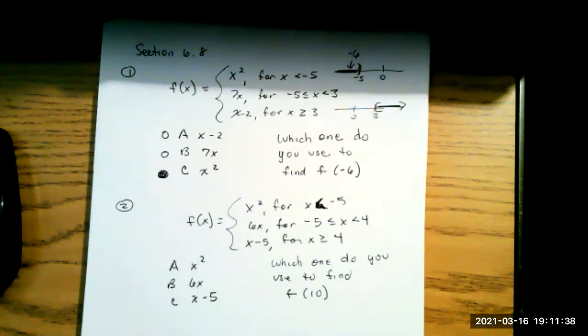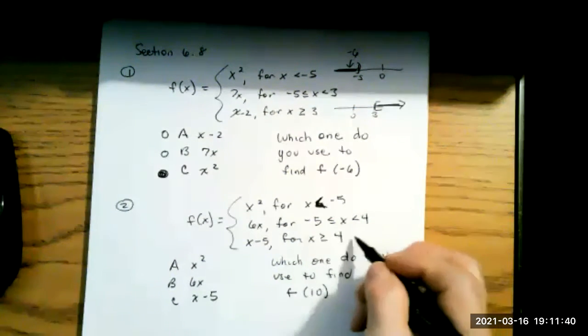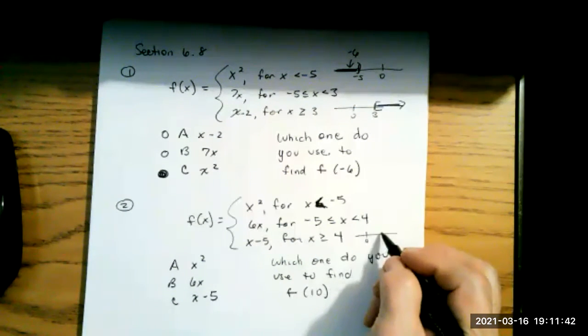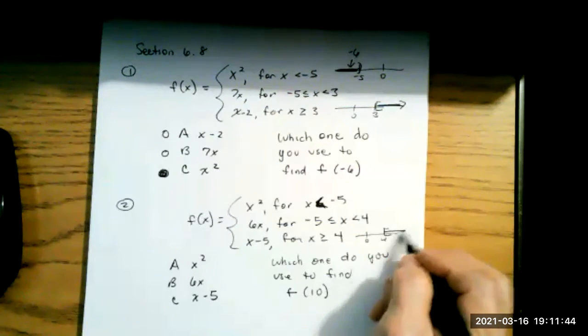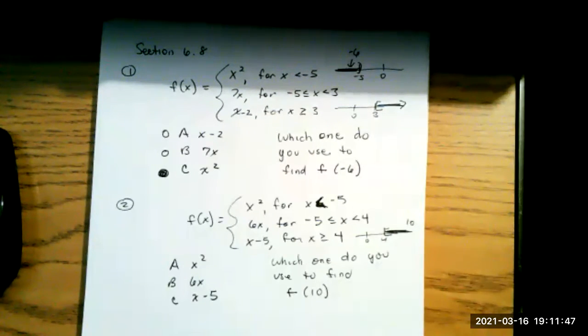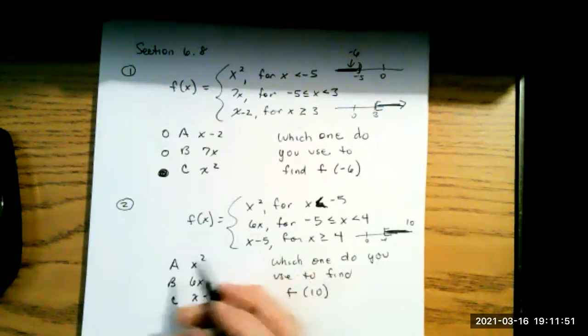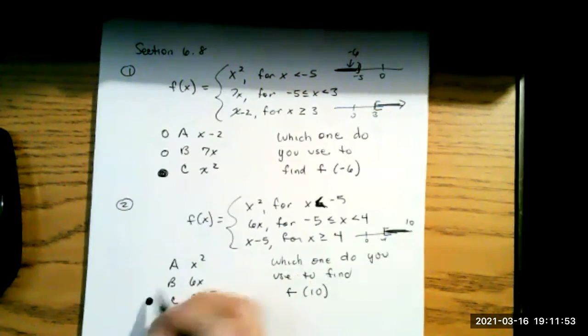C. See, if I had this one and 4 is here, my 10 is going to fall in there somewhere. So you're right, it's that x minus 5 rule. Okay.